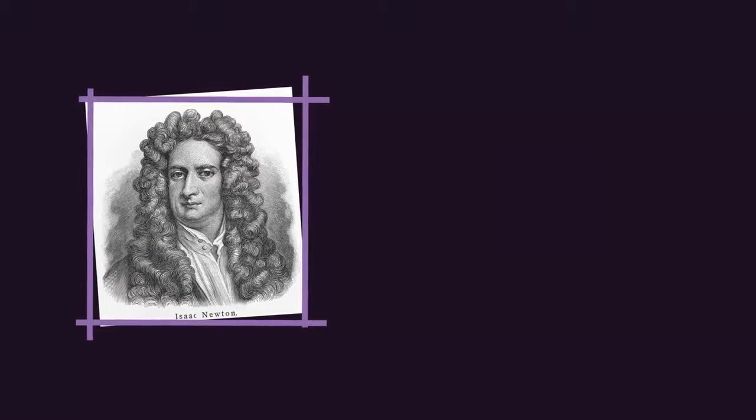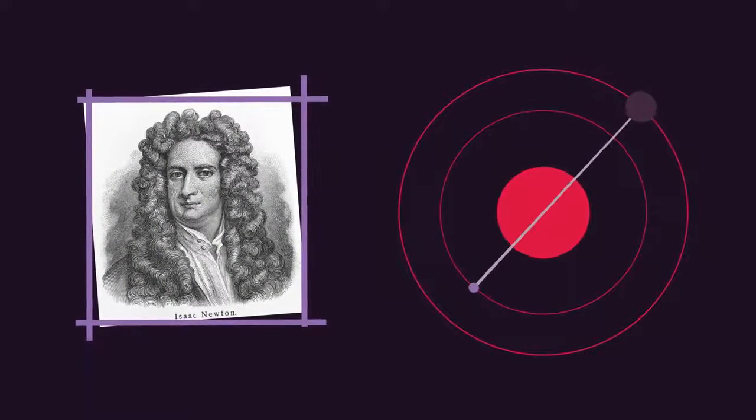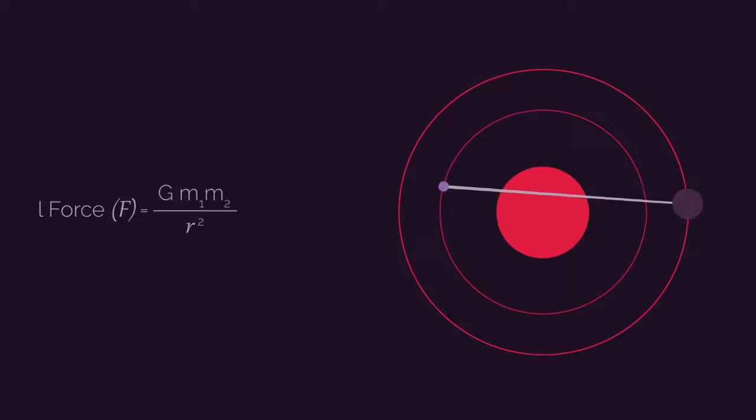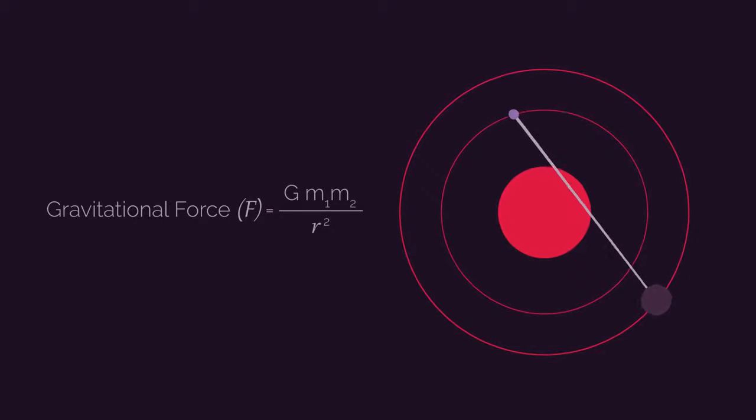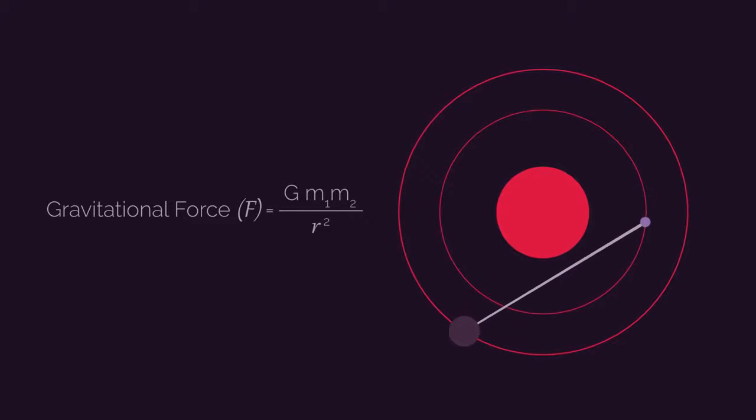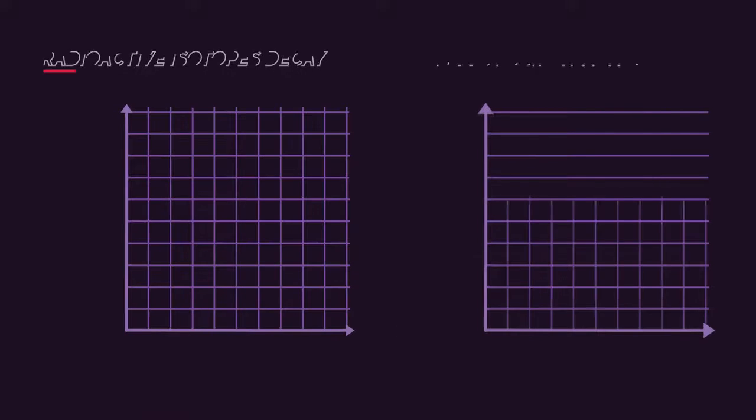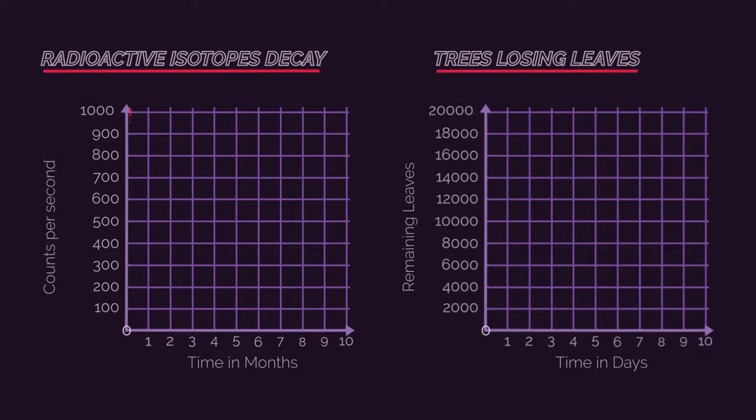You may be thinking, why do we care about reciprocal functions? But actually, they're really important. Starting with Isaac Newton, he deduced that the forces needed to hold planets in orbit is a reciprocal relationship with the squares of their distances. So, as the distance between two planets increases, the gravitational force decreases. Other examples are radioactive isotopes decaying reciprocally, and trees losing their leaves.